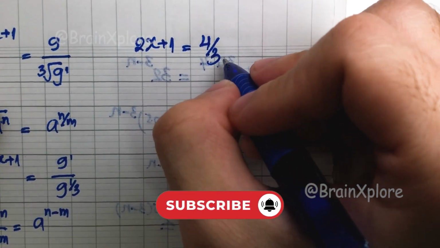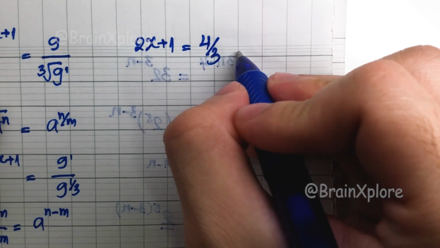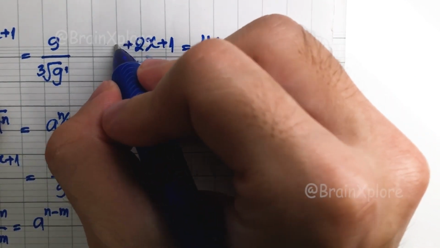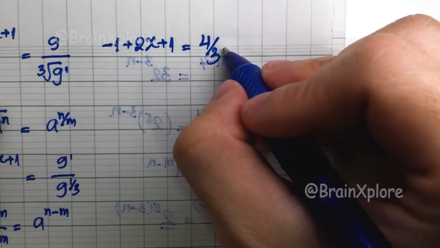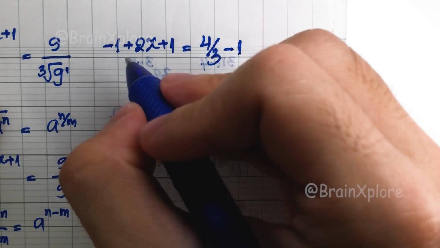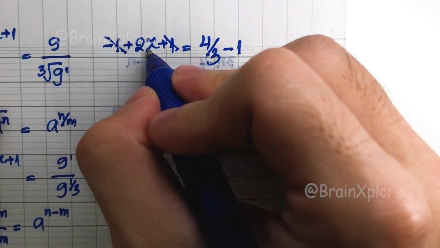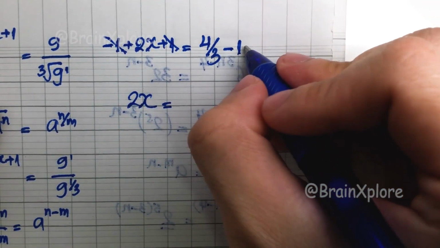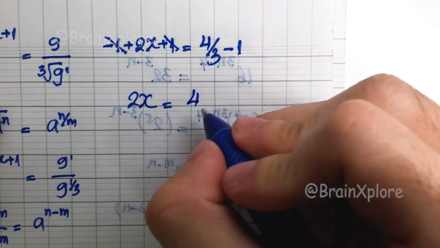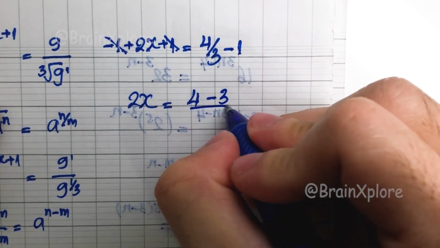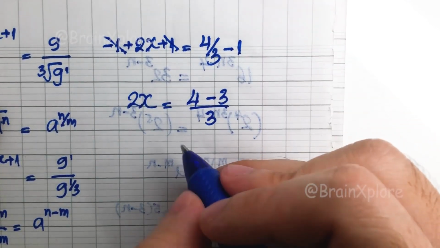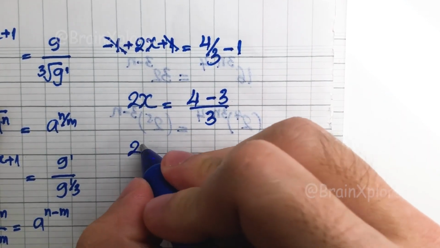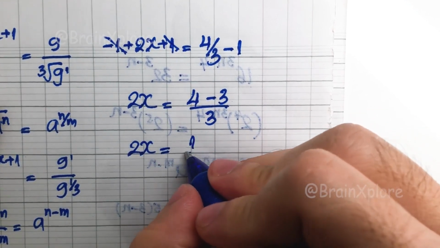So now we can see this integer, we're going to move it. So I'm going to plus minus 1 here. Okay, so this one will cancel each other. On this side we have 2 minus 1 as well. Now we're remaining 2x equal to, we do it the same, 4 minus 3 over 3, because we have the common denominator. So now we can rewrite 2x equal to 1 over 3.